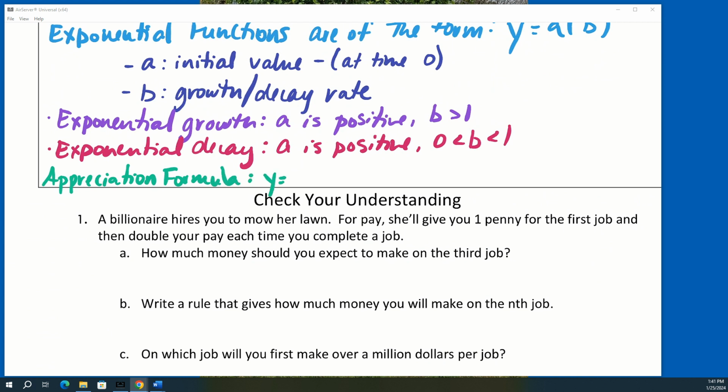All right, so we're going to say y equals a. And then to get the b value, what we're going to do is 1 plus r, and then raised to the t.